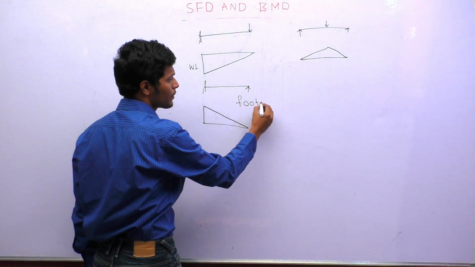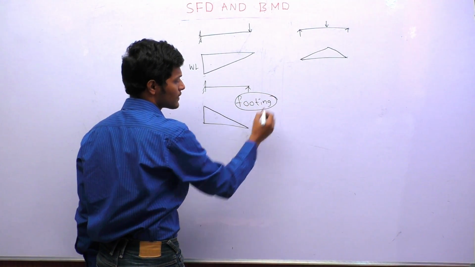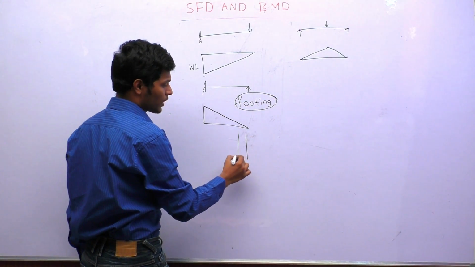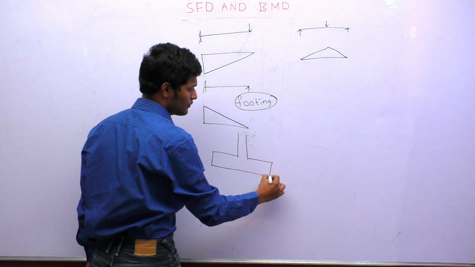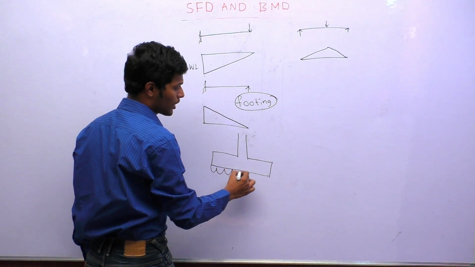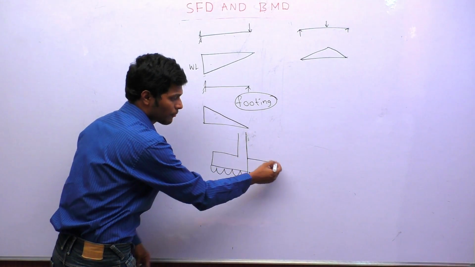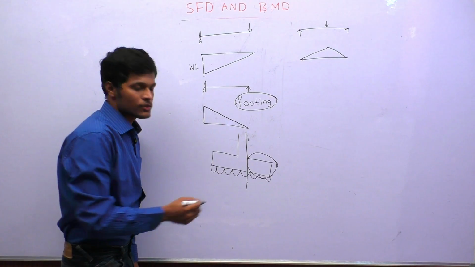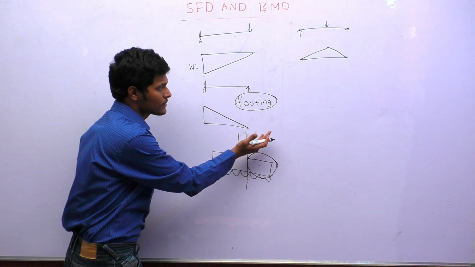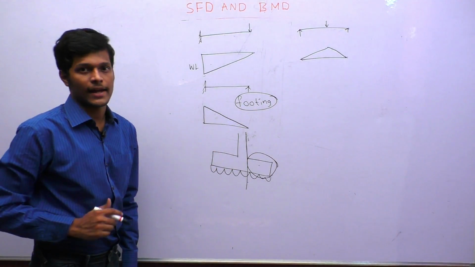So where do we get a cantilever in sagging? Footing. Footing is an example of this. If you observe the footing, the bearing pressure from the bottom of the footing makes it act as a cantilever. So this cantilever is not in hogging, we can see this is in sagging.